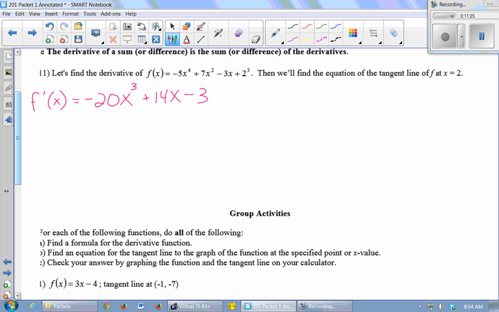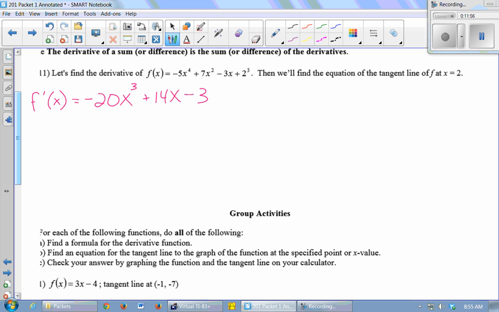So Eli, you're always reinforcing this for me. What does f prime of x represent? The slope of the tangent line at any given value of x. So if I would like to know the slope of the tangent line at 10, I would just plug a 10 in there, and I would know the slope of the tangent line to f at 10.